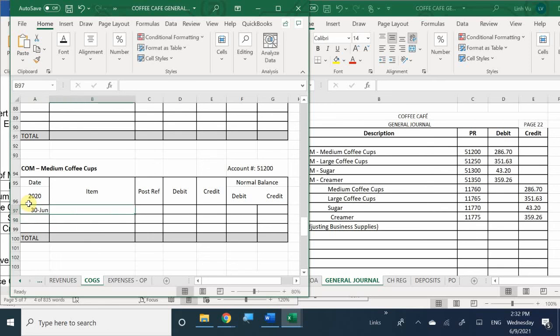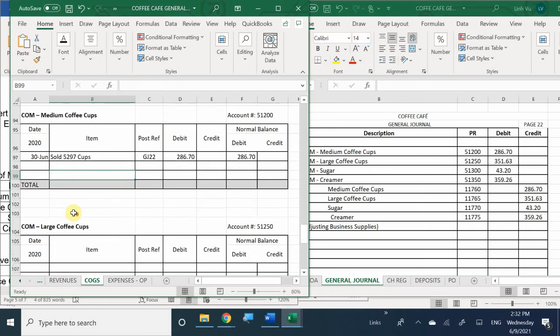I can say I sold 5,297 cups. General Journal 22. Okay. Debit 286.70, which would be my debit balance, correct? 286.70. Okay.